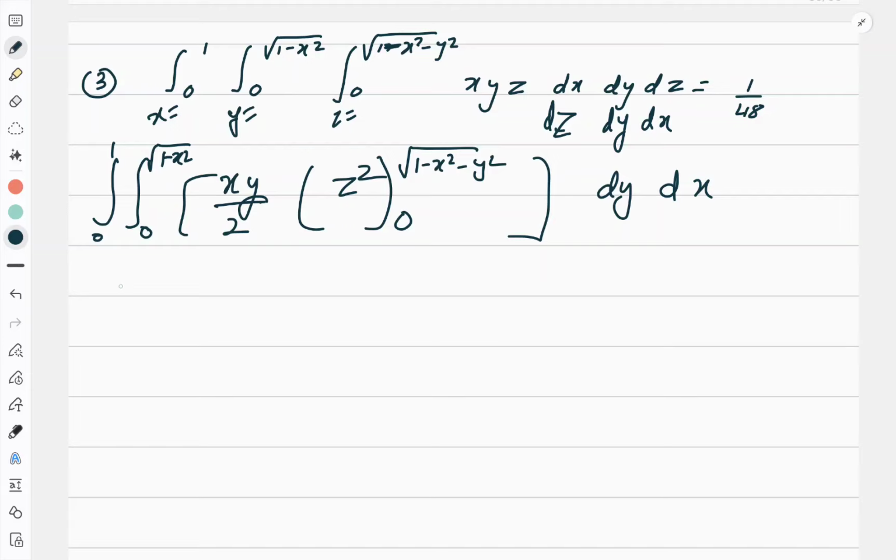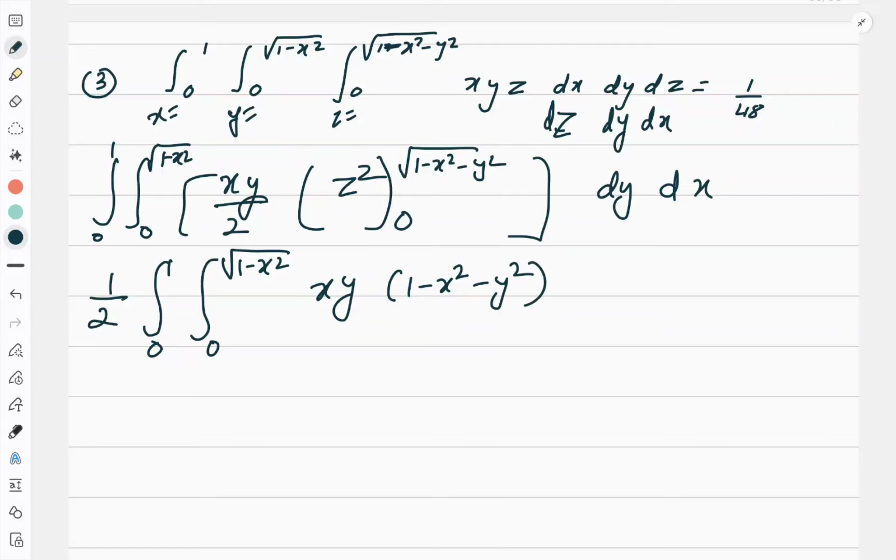Now let us put the limit. If you want, you can take 1 by 2 outside to avoid the confusions. So now 0 to 1, 0 to under root 1 minus x square. Now put the limit. Xy is a constant. If I put the limit here, it will be 1 minus x square minus y square minus 0. So that is gone. So dy dx. Now next round I will do the integration with respect to y.